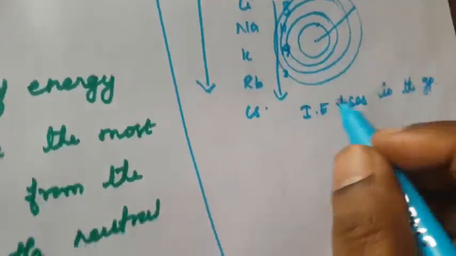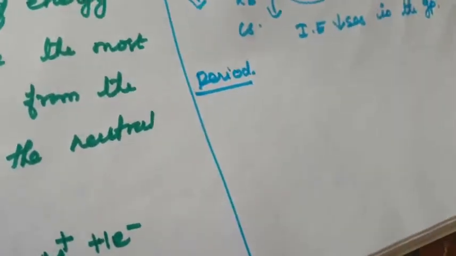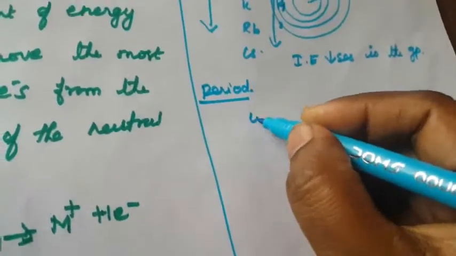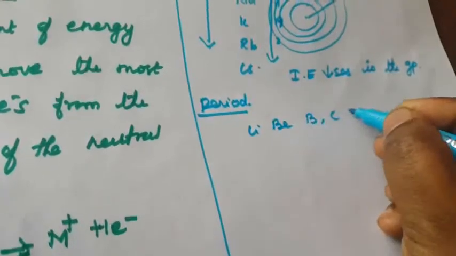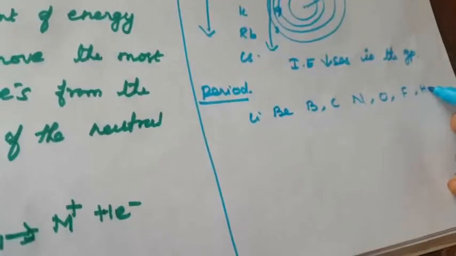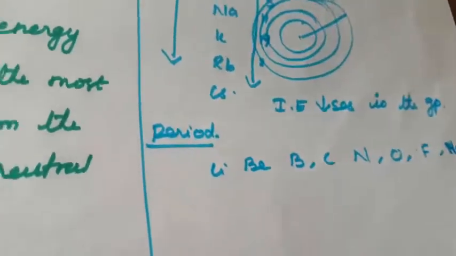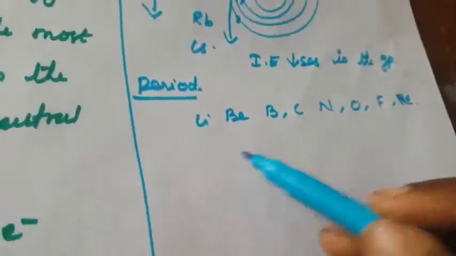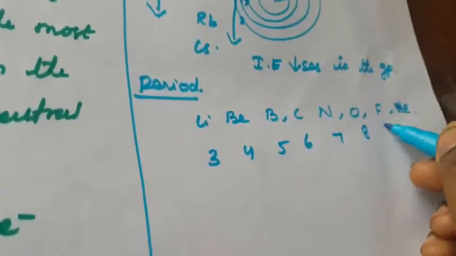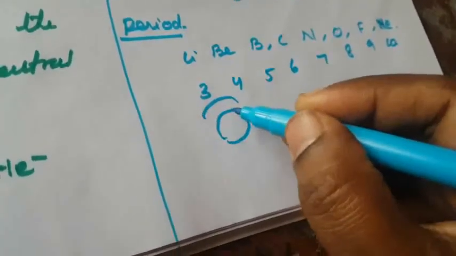Okay, now the same trend in the period. How will it change in the period? In a period, the nuclear charge increases. What is nuclear charge? I already told you: lithium, beryllium, boron, carbon, nitrogen, oxygen, fluorine, then neon. Okay, these are the elements in the period, going from left to right. Lithium 3, 4, 5, 6, 7, 8, 9, 10. So the electrons are added in the same subshell.